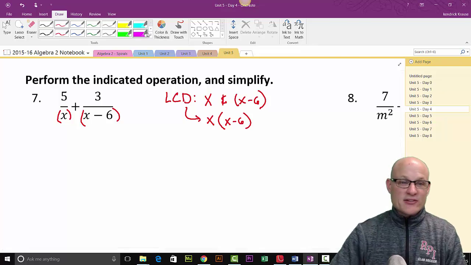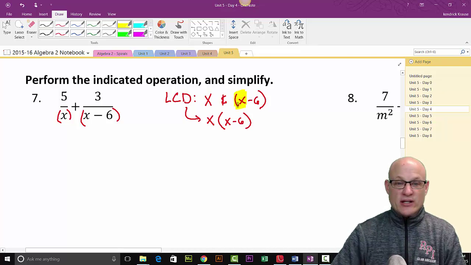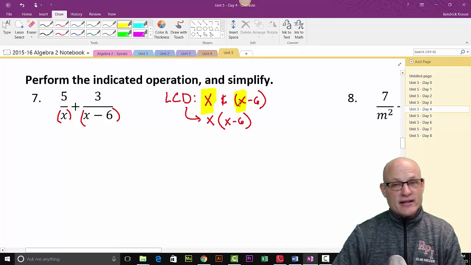See, a lot of kids think because there's an x in this, that this thing and this thing are the same. They are not. Not at all. This is x, and this is x minus 6. This is some guy out here, and this is a married couple, okay? They're not together. They're not the same thing. So we have to use each part.